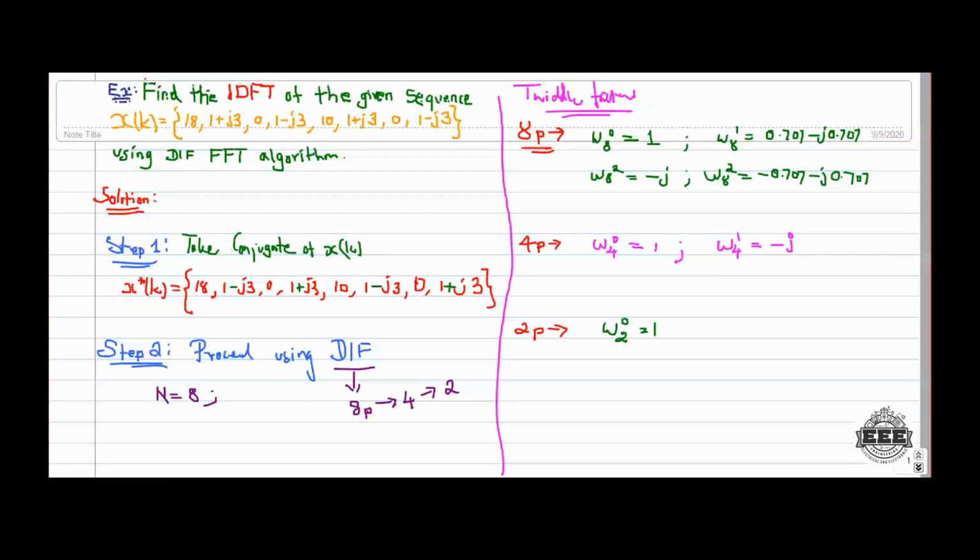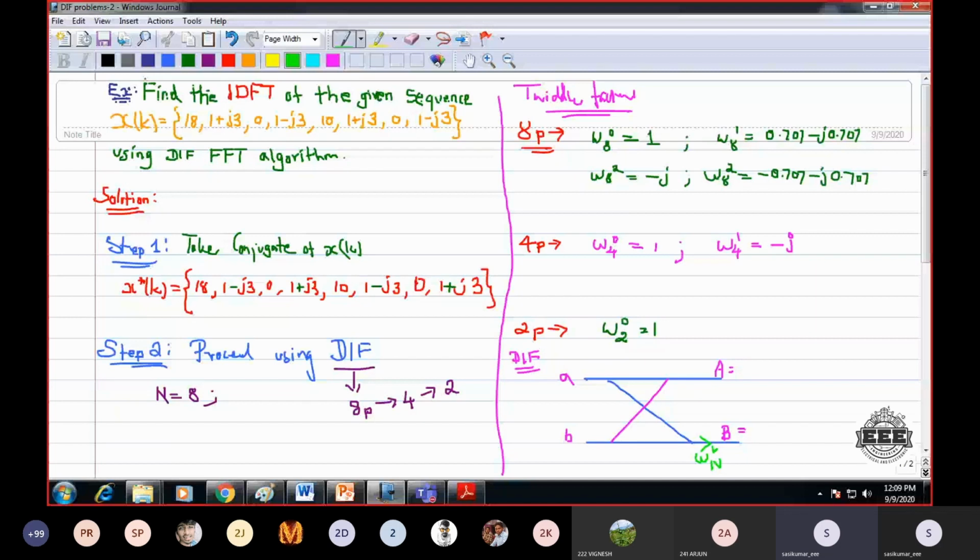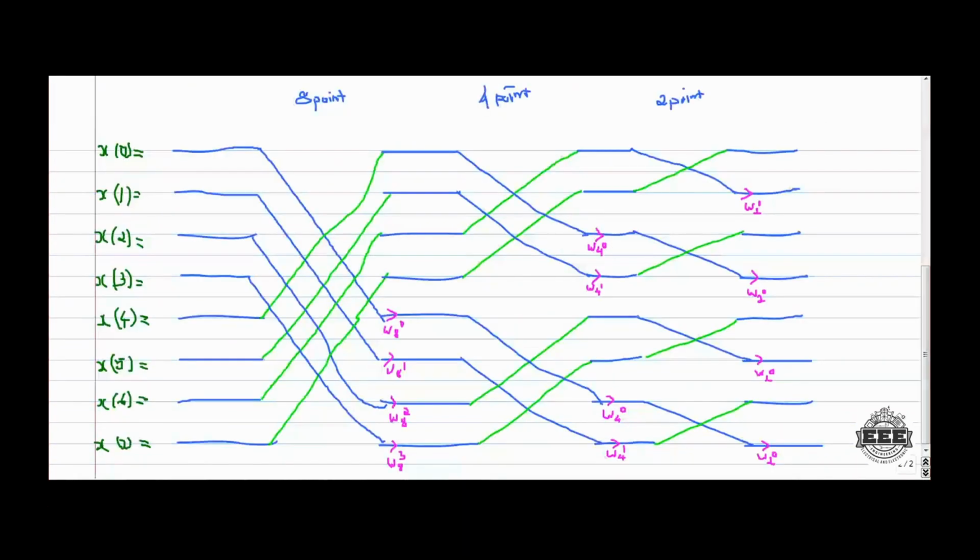We have done a lot of exercise sums on these things, so today we are directly writing the answers. Next, according to DIF, we are going to draw the structure diagrams. The formula to determine capital letter A is small letter A plus B. Then capital B is A minus B into the twiddle factor value omega n power k. This radix 2 algorithm is always the same for DIF, whether we are solving DFT or IDFT, decimation in frequency.